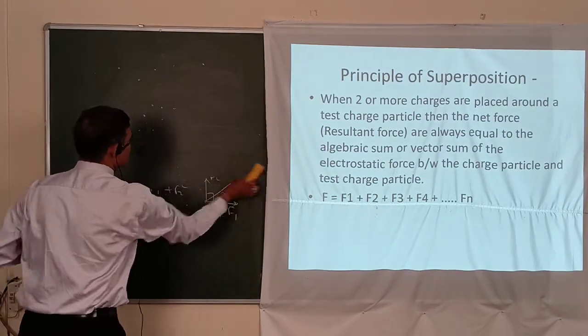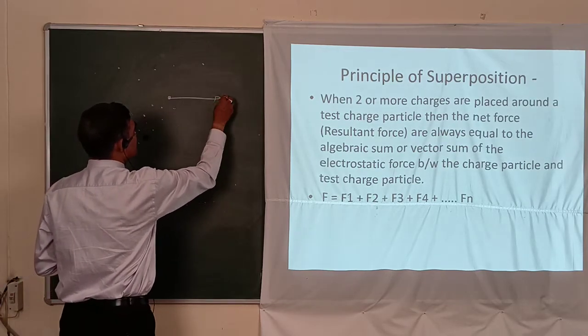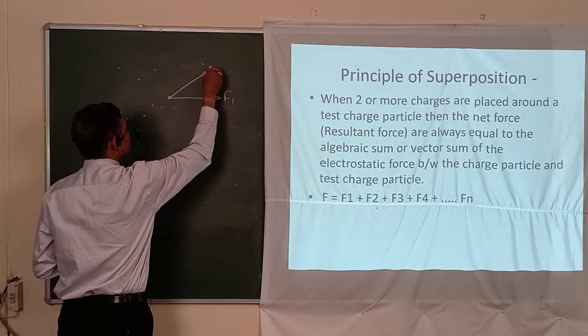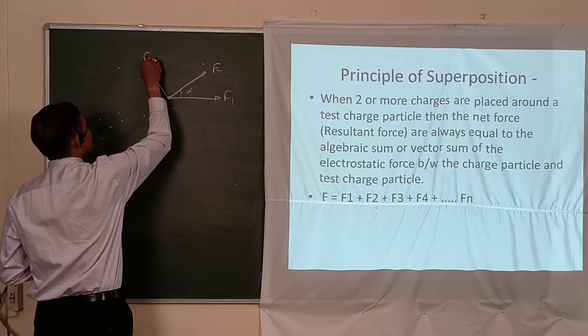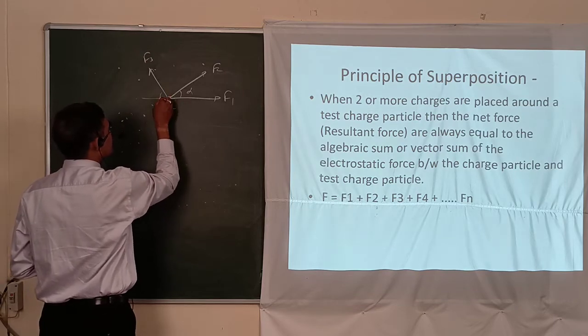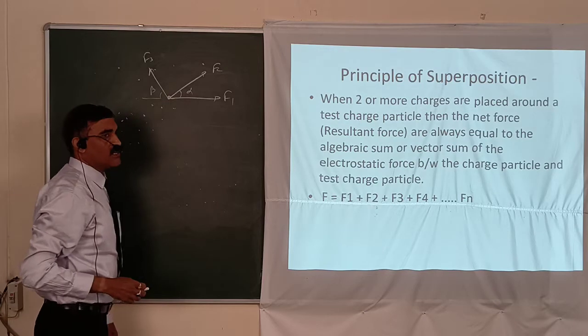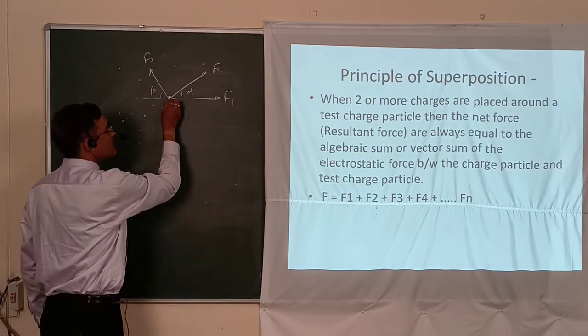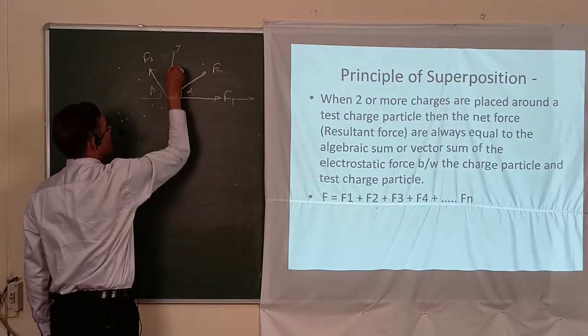Suppose this is a point at which F1 is acting in this direction, F2 is acting at an angle alpha in this direction, and F3 is acting in this direction such that it makes an angle beta from the x-axis. Suppose at this point we have to find the net force, so we consider it as the origin, this as the x-axis and this as the y-axis.